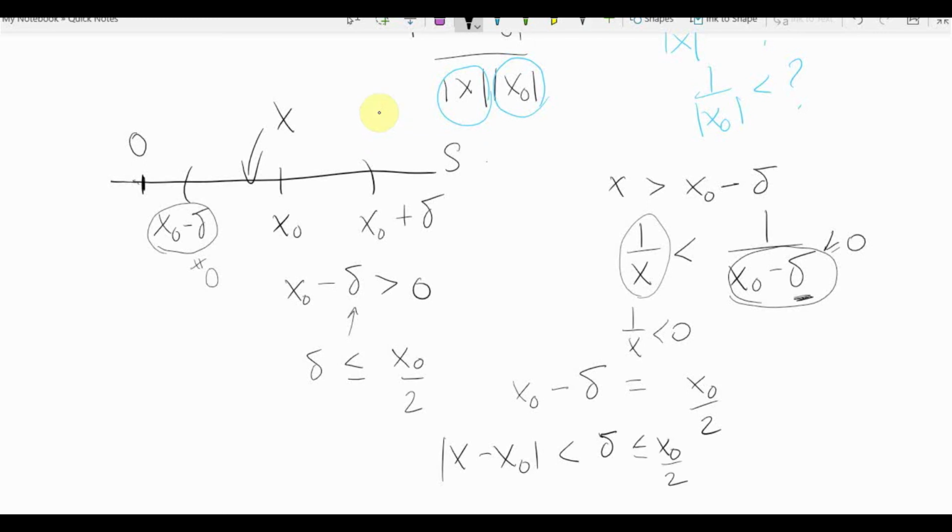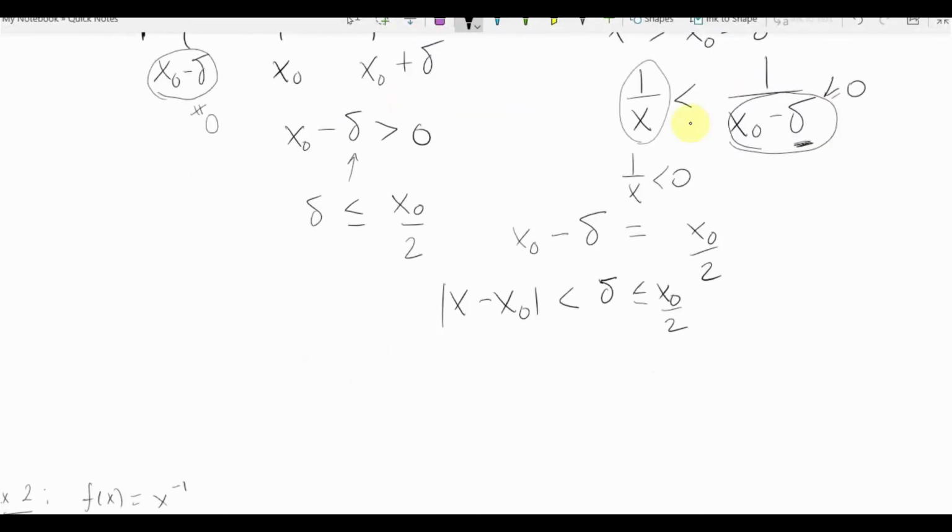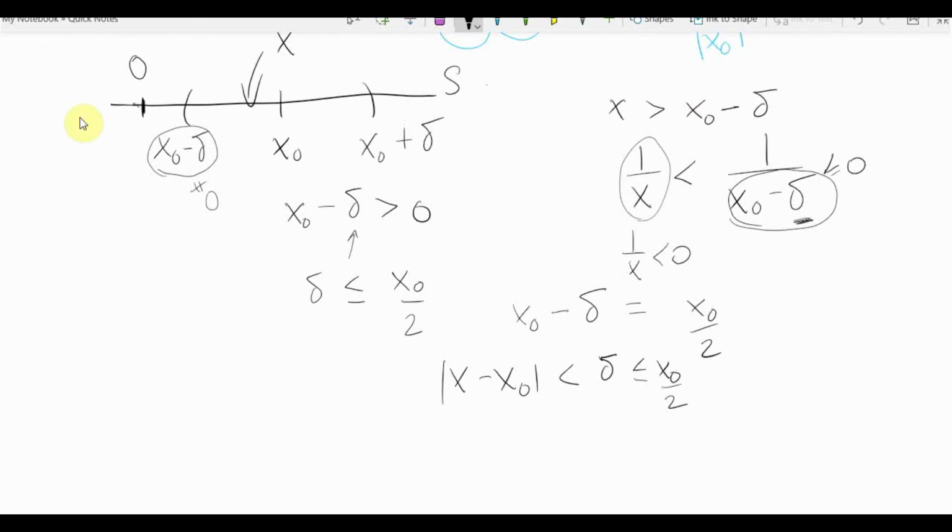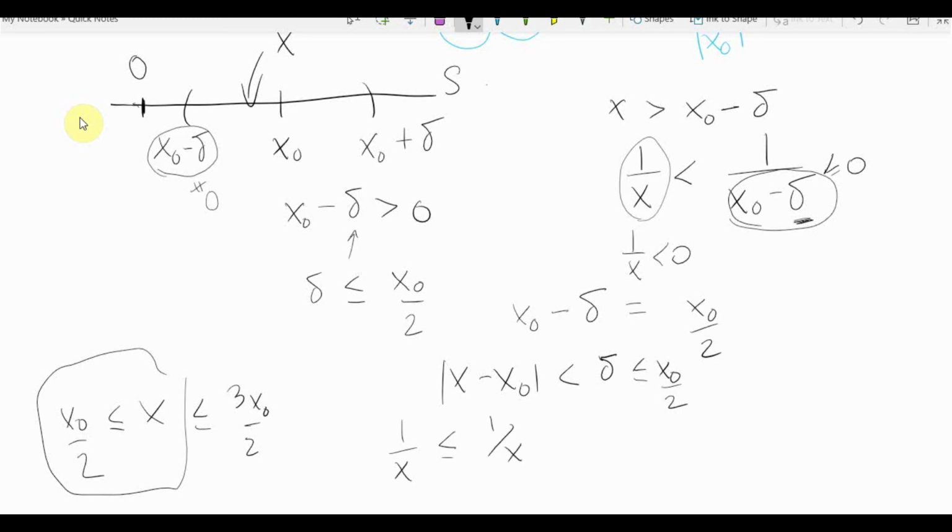And so that tells me that essentially I have x between 3x naught over 2 and x naught over 2. And in particular, I want to look at this lower bound of x, right? So I can look at this guy here, because if x is at least this, then of course 1 over x will be at most 1 over x naught over 2, which is equal to 2 over x naught, right? Okay, great. So now I have an upper bound on 1 over x, which is what I needed.